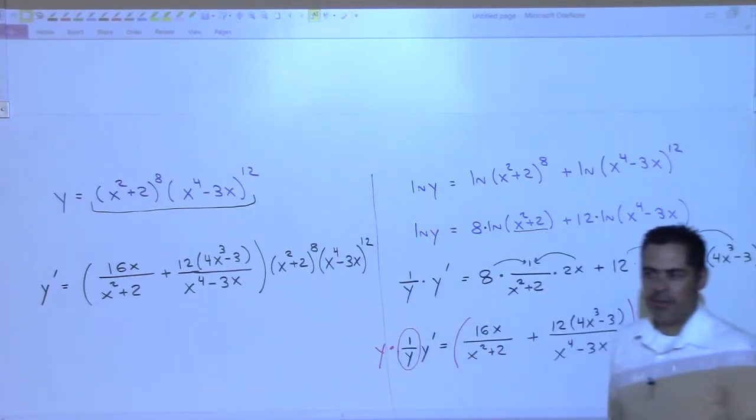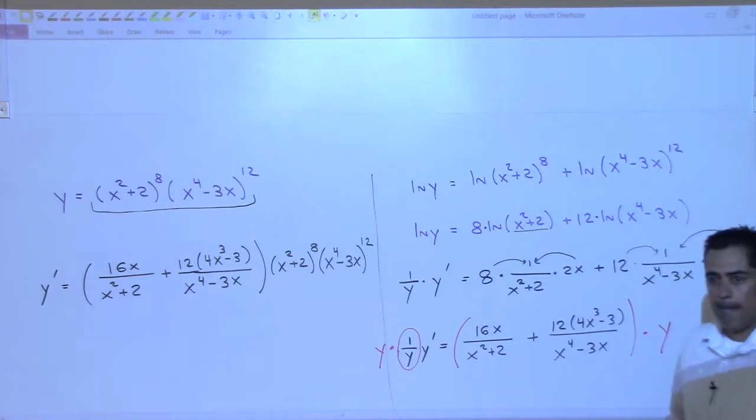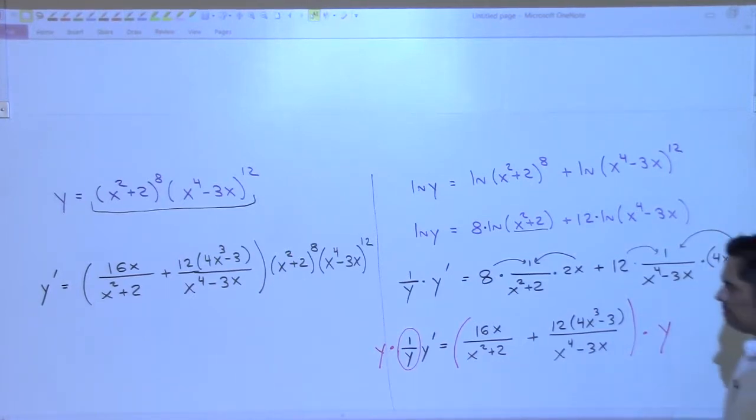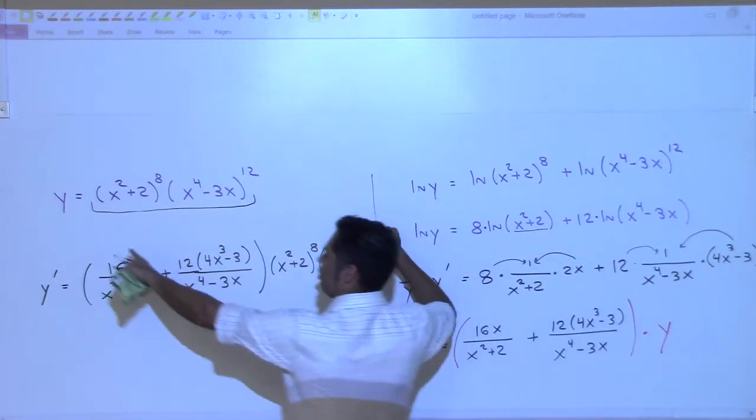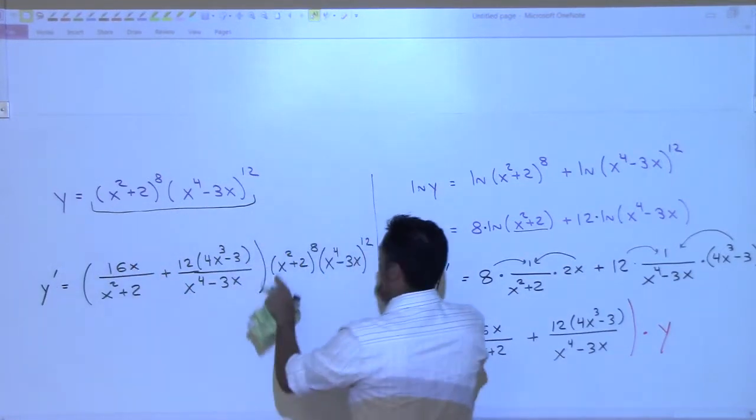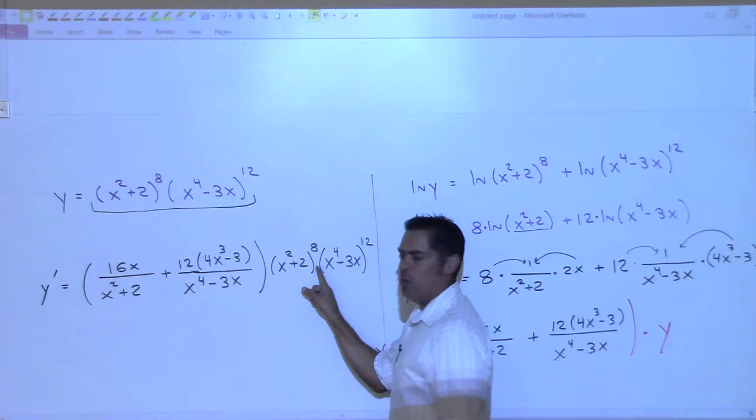That's your derivative. Yes? Would you leave it like that, or would you put a big parentheses on it? Put a big parentheses around the whole thing? Around like this whole thing? Oh, this right here? You don't need to because this is multiplication.